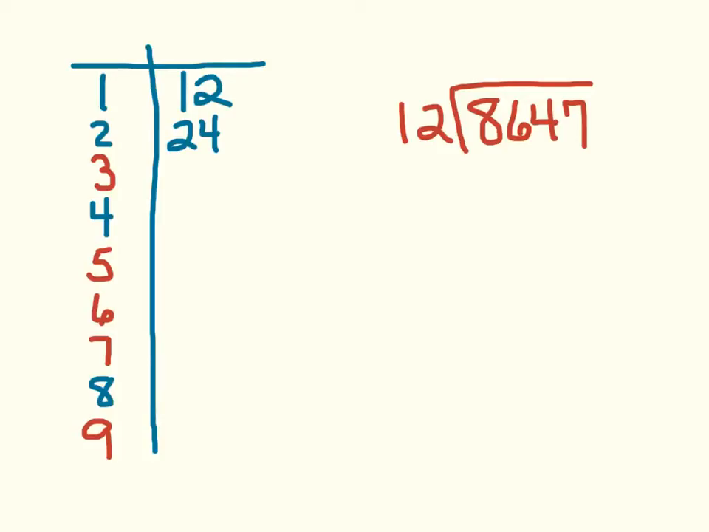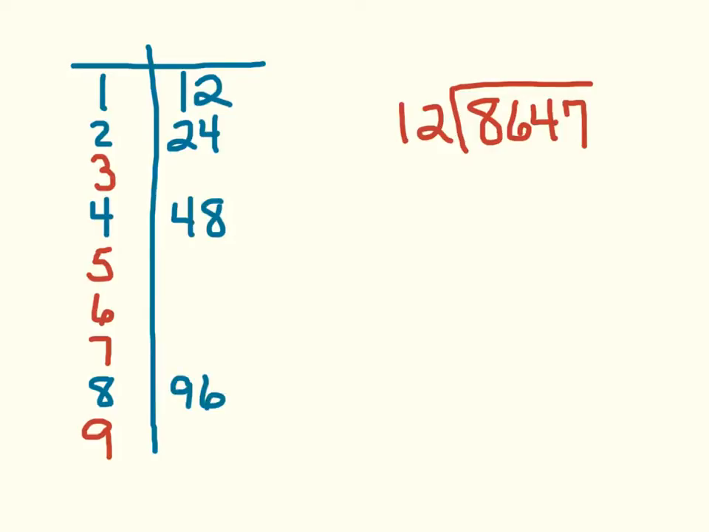But in order to go from 2 to 4, I doubled 2. Double 2 gives me 4. So if I double 24, it will give me the number to put right here. So doubling 24 gives me 48. Continuing that on, if I double 4, I get 8. If I double 48, I'll get the number that goes here. And doubling 48 gives me 96.